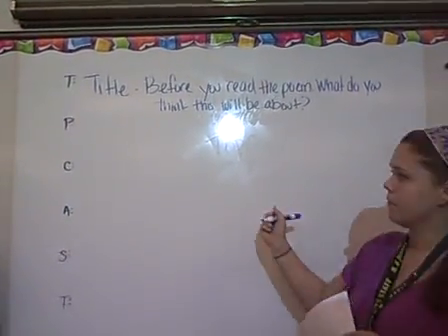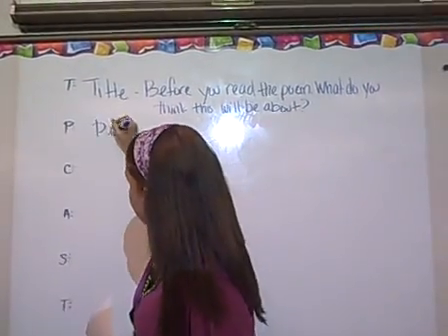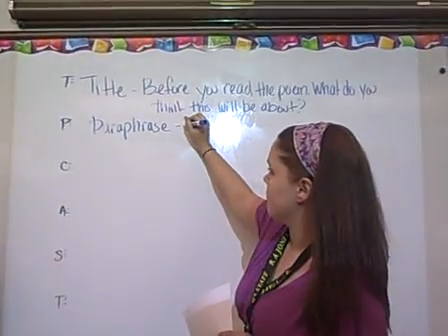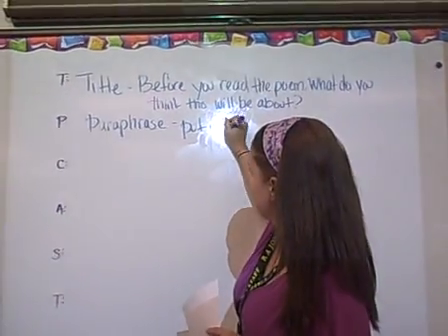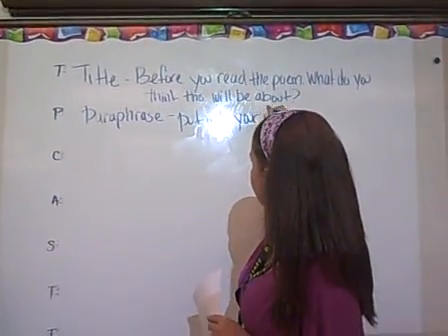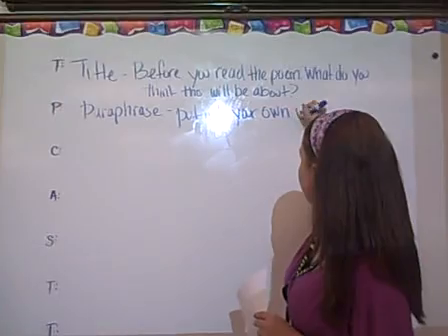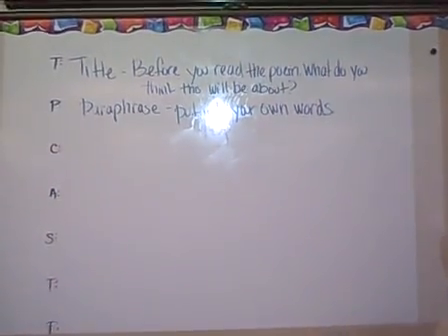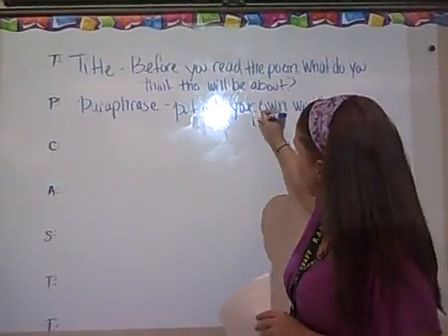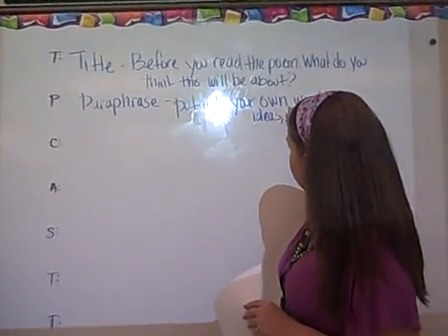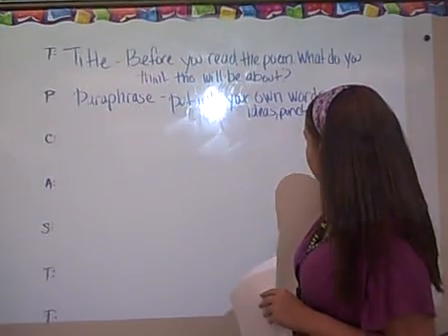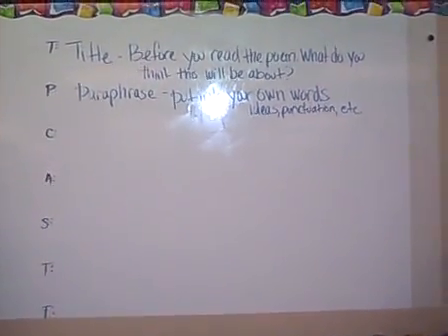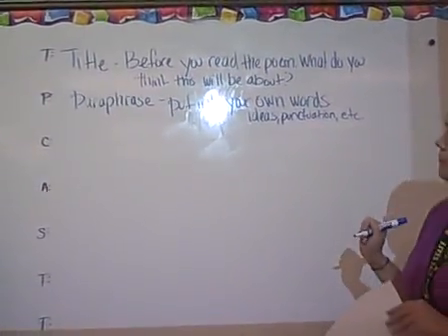Our next one, P, is for paraphrase. And remember, paraphrase is where you are almost summarizing the poem in your own words. So after you read the poem, you're going to explain it in your own words. For example, you might want to explain the punctuation cues, different ideas that you see or that are expressed. And typically, paraphrase is going to be a sentence or two, what the poem is about.